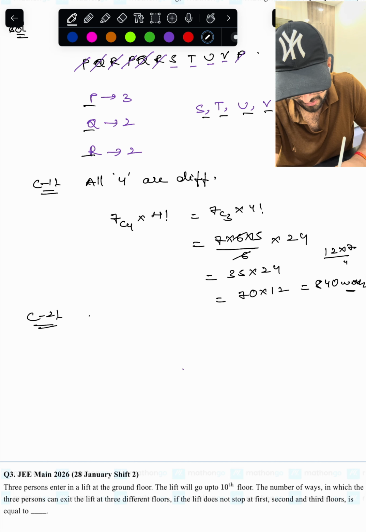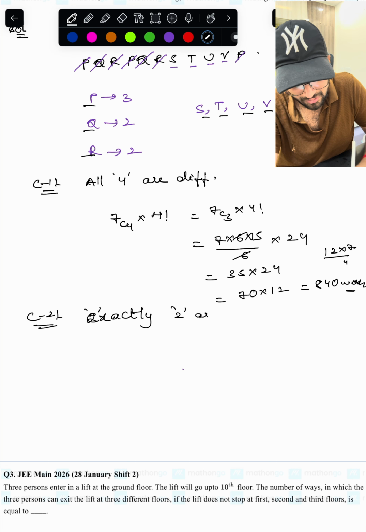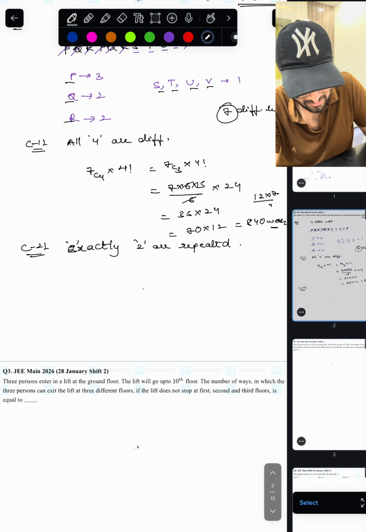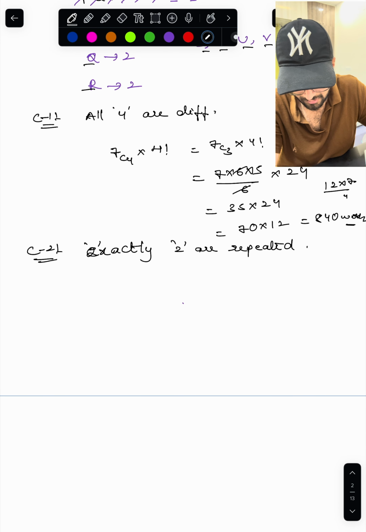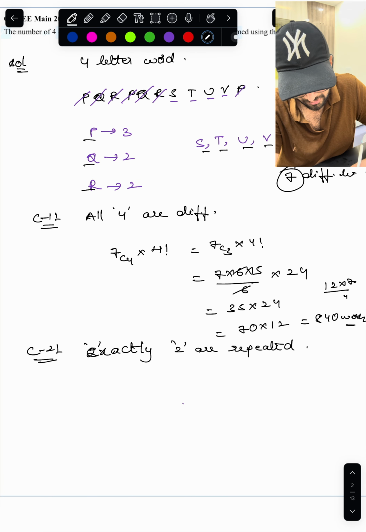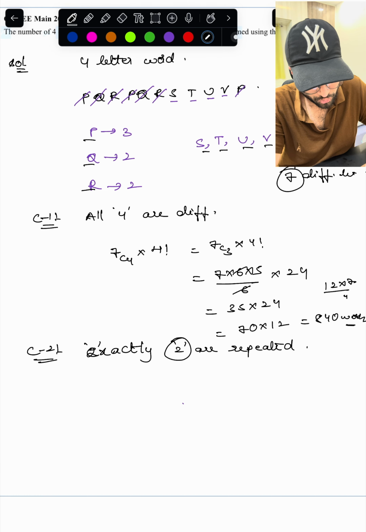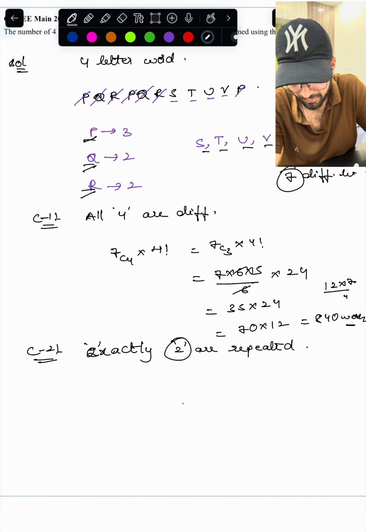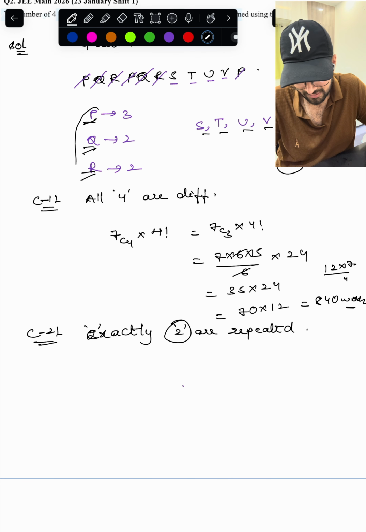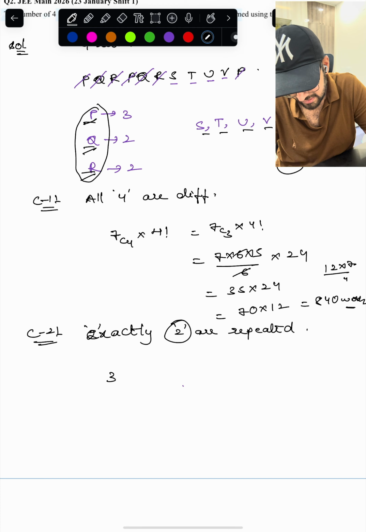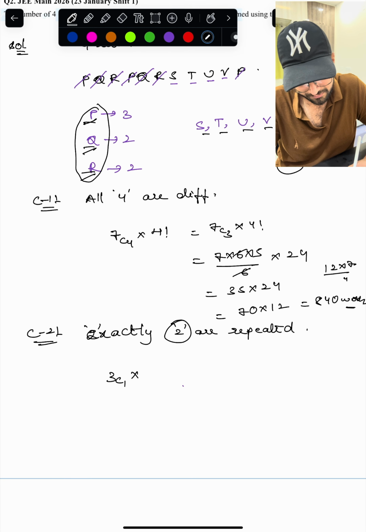Case 2 is exactly 2 letters repeated, right? So we can do this case. Exactly 2 repeated means those 2 letters I can select from P, Q or R. So how many possibilities can I select? Out of these 3 letters I can select one letter, right?